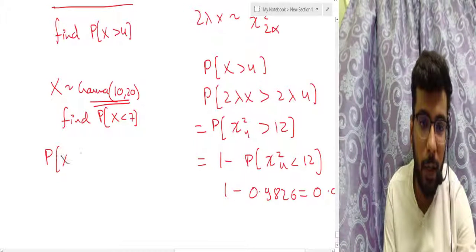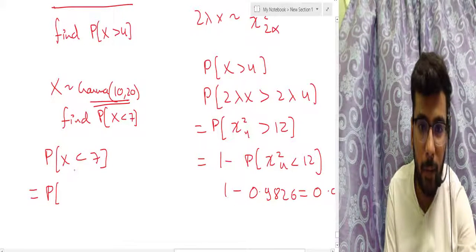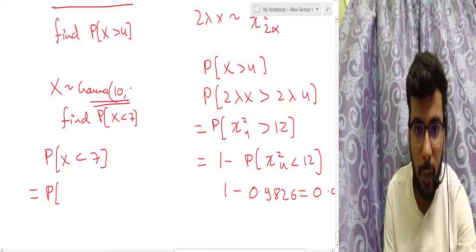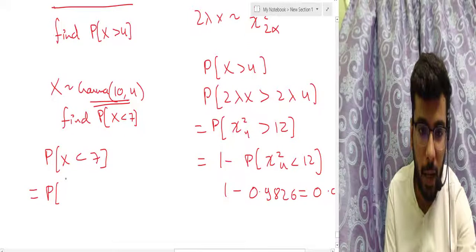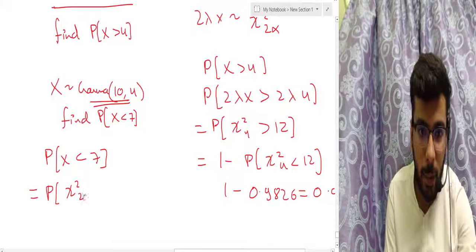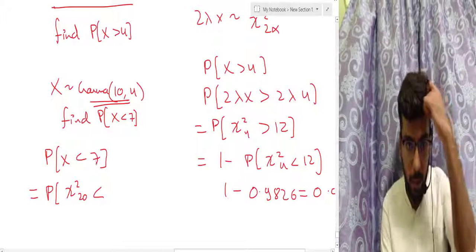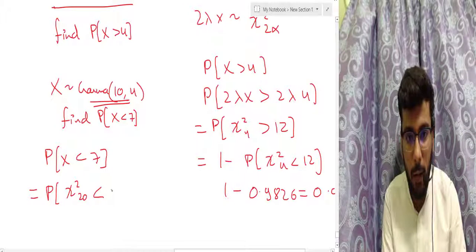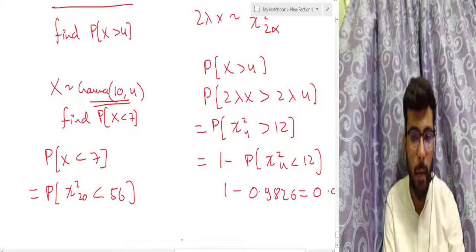So the probability that x is less than 7 can be found as the probability that 2 lambda x. Instead of 20, let's change this a bit. Let's make it 4. Gamma 10 comma 4. So 2 into lambda x will have a chi-square 2 alpha distribution. So chi-square 20 distribution, and this is to be less than 2 lambda times 7. So 2 into lambda, lambda is 4, 2 fours are 8, 8 sevens are 56. So chi-square 20 is less than 56. This probability is what I have to find out.